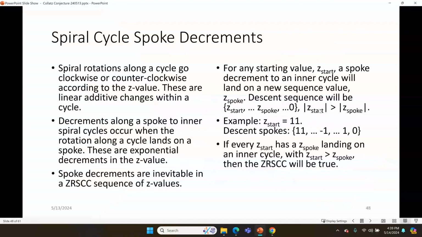Spiral spoke decrements are the interesting part of the spiral. Basically, if you're decreasing or incrementing along the spiral cycle, you're not changing the value very much. There are small changes. If you hit a spoke, then the value changes by a factor of 4 or something like that, since you go to an inner cycle of some sort.